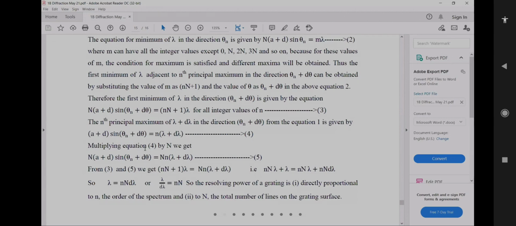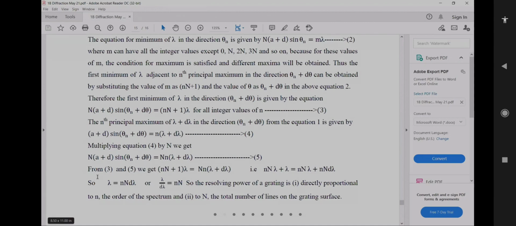Okay, so therefore multiplying equation 4 by capital N, we get N into (a plus d) sin(theta n plus d theta) is equal to N into (n) into (lambda plus d lambda).